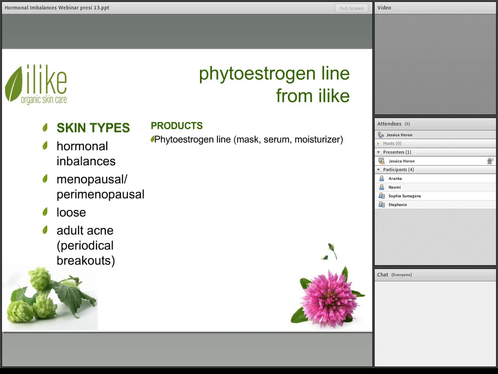The mask is a treatment mask that's used once or twice a week. It's a weekly treatment, and if you exfoliate before the mask, it will help to increase the effectiveness of the mask. When you exfoliate prior to the treatment mask, you are able to remove dead skin cells and sort of open up a path for deeper absorption and penetration of the mask.